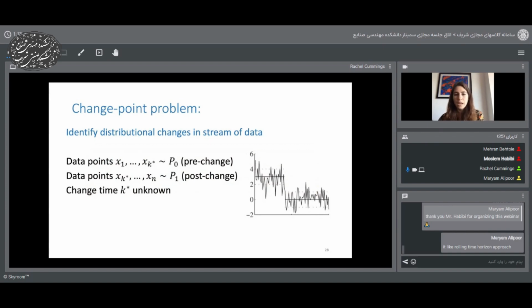And this is known in the statistics literature as a change point problem. And the goal is to identify distributional changes in a stream of data. And the model is I'm going to have some points sampled from a pre-change distribution, P0, IID. And then at some time, K star, they're going to change to being sampled from a different distribution, P1, and I'll call that my post-change distribution. And the main challenge is that this change point time, K star, is not known.